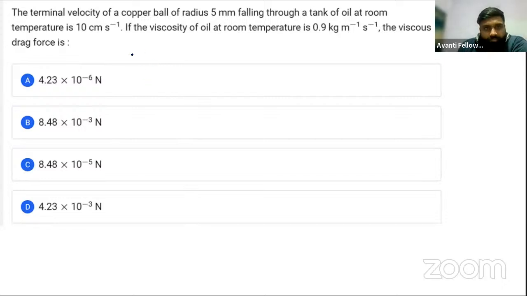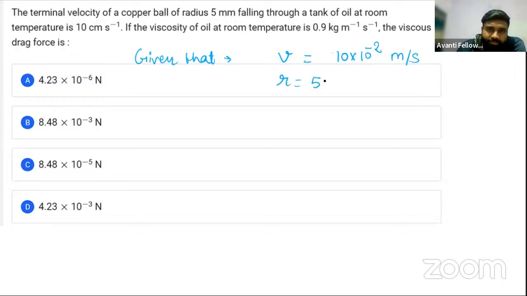Okay. So firstly, we will write what is given in the question. Given that terminal velocity v is given by 10 centimeter per second. So we have to convert it into meter. So 10 into 10 raised to the power minus 2 meter per second. Radius of the copper ball is also given to you, 5 mm. We will also calculate it in terms of meter. So 5 into 10 raised to the power minus 3 meter.